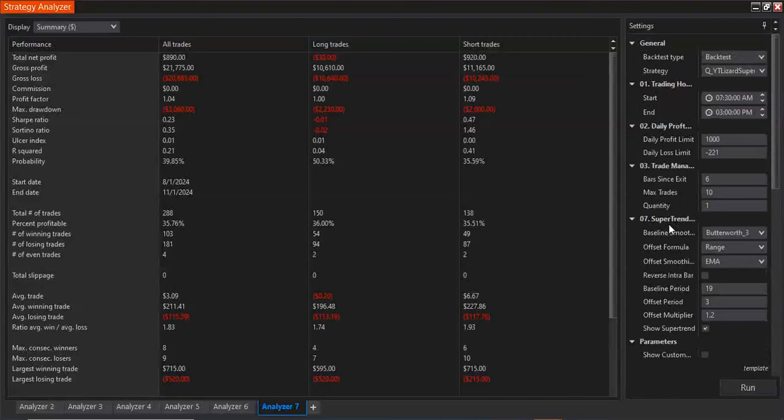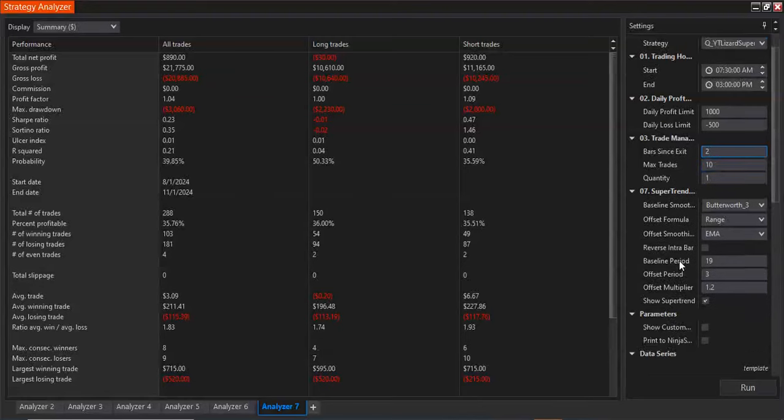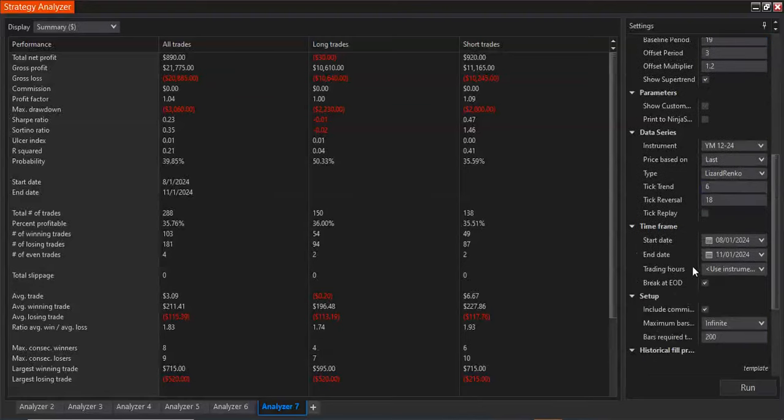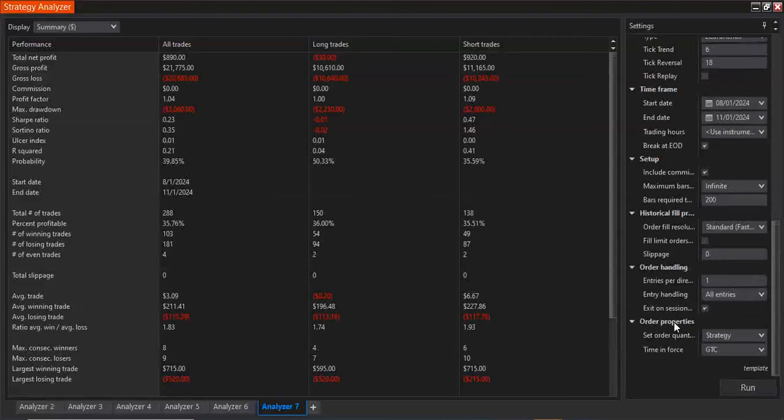All right, so what I'm going to do, I'm going to set this out to 500. I'm going to leave the trading time at 7:30. I want to see what's going to happen. Bar since exit, I'm just going to make that two. Max trades, I'm going to leave it at 10. Want to see what's going to happen. All right, so we're using Lizard Wrinkle.